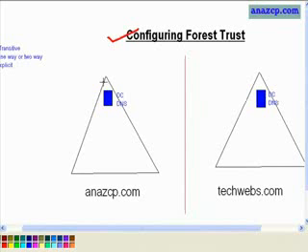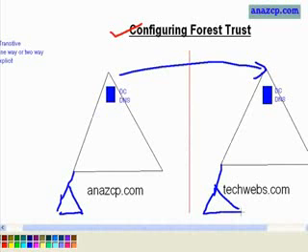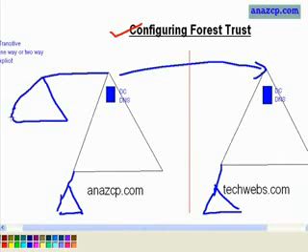And if I configure a forest trust between these two domains, it will be transitive for all the domains, all the child domains, and all the additional trees of this forest. There is transitivity between them.